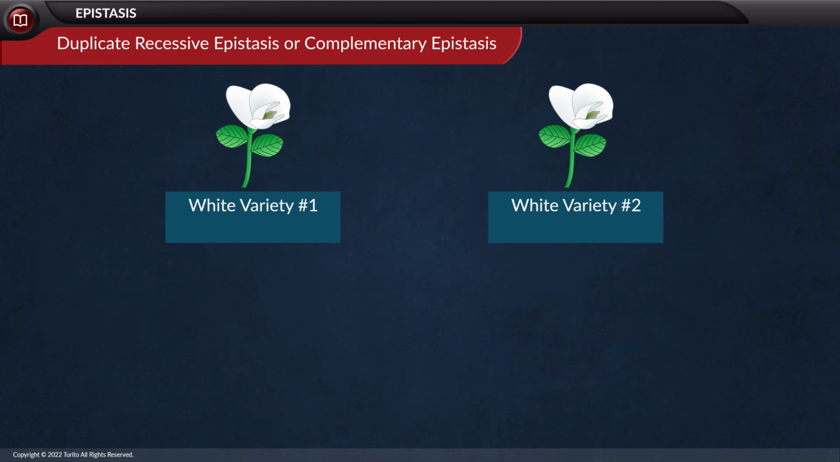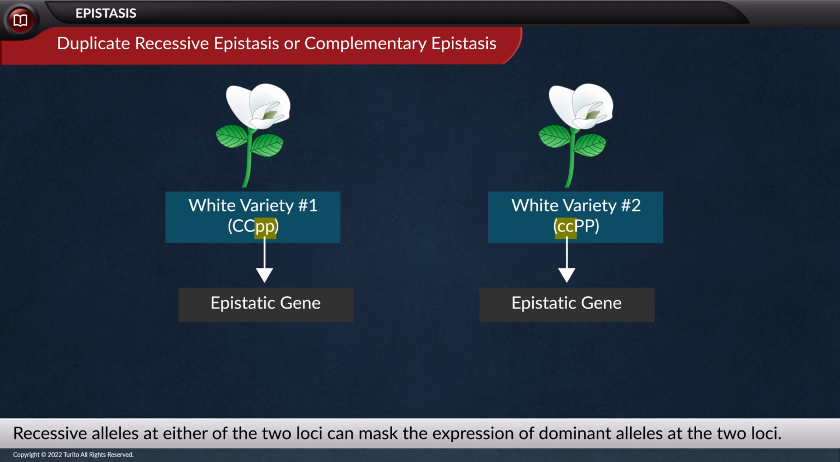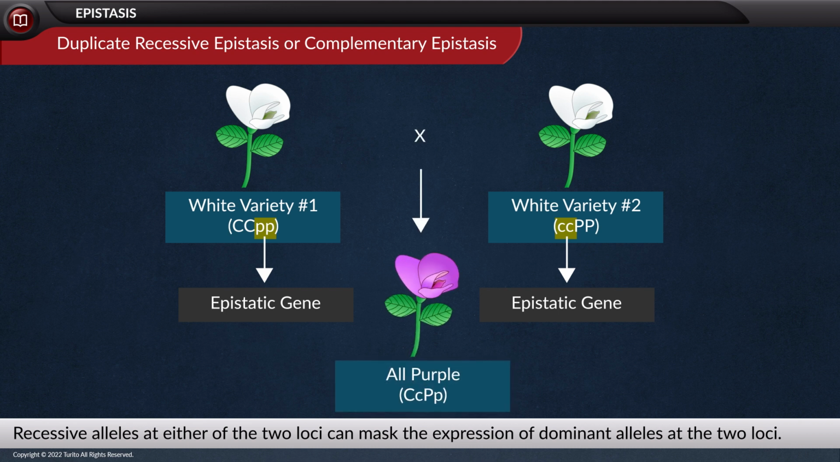The third type of epistasis is the duplicate recessive epistasis, also called complementary epistasis. This occurs when recessive alleles at either of the two loci can mask the expression of dominant alleles at the two loci. Here, pp masks the dominant C, and cc masks the effect of P. These are epistatic genes. Hence, purple is not expressed when both alleles of a recessive gene are present.